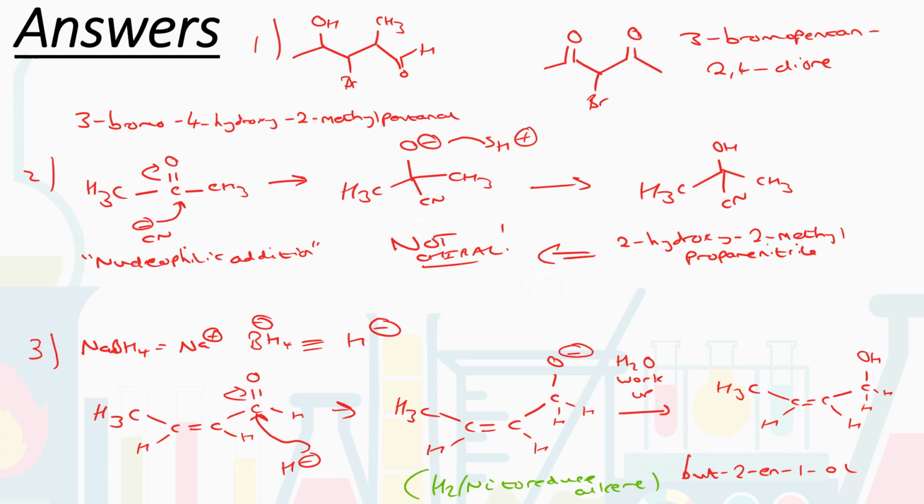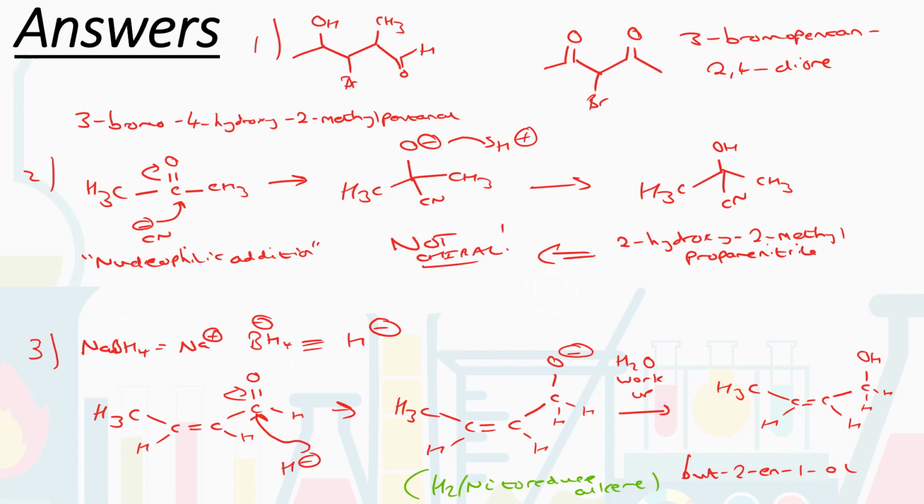We then make sure that our charge is balanced, so we have our negative charge on our oxygen, that's accepted the electrons. And then I've written here an H2O workup. It could be H+ from water, it could be H+ from some dilute acid, but it essentially picks up a proton, and we then end up forming our OH group. And so the name of this, if you're asked to name it, is but-2-en-1-ol.